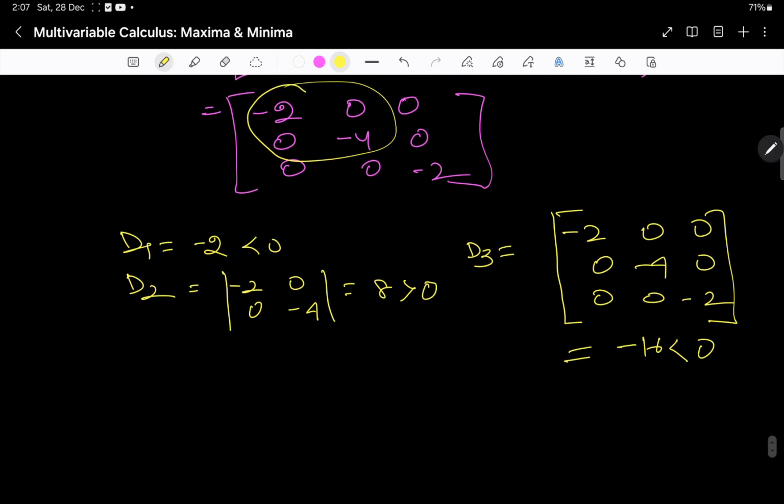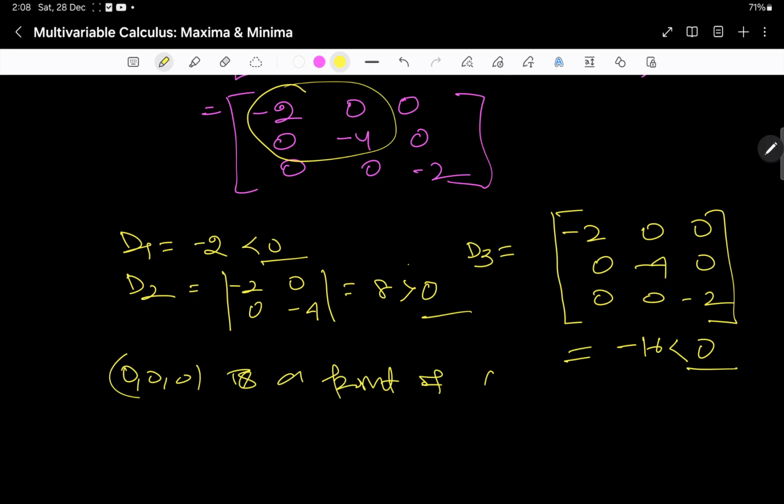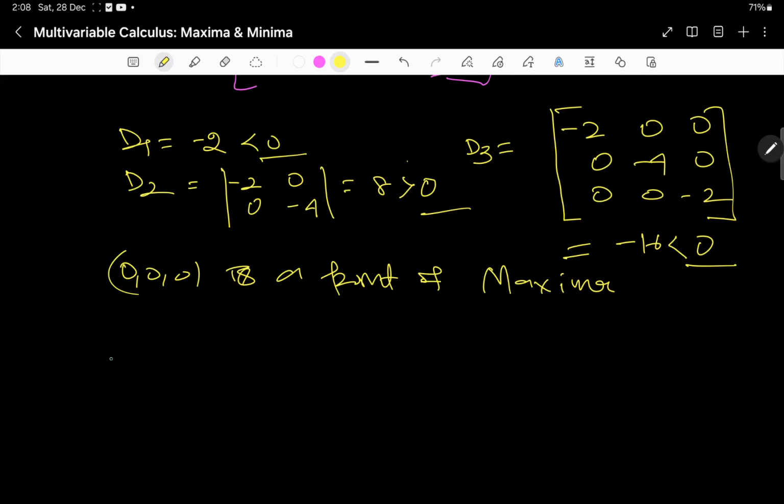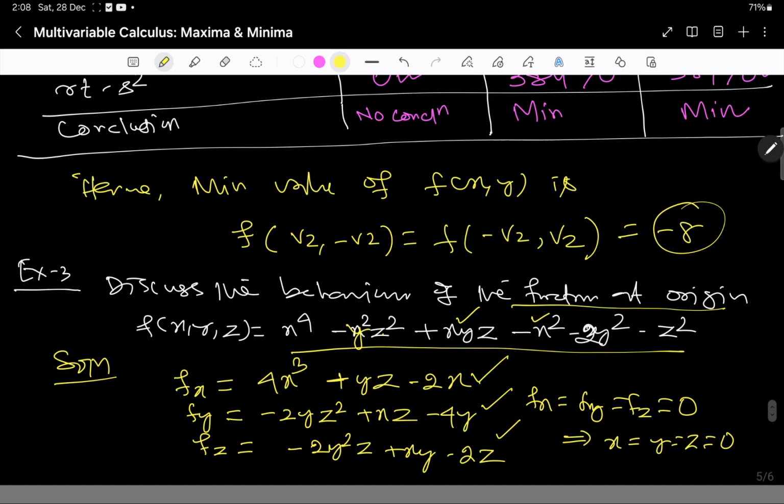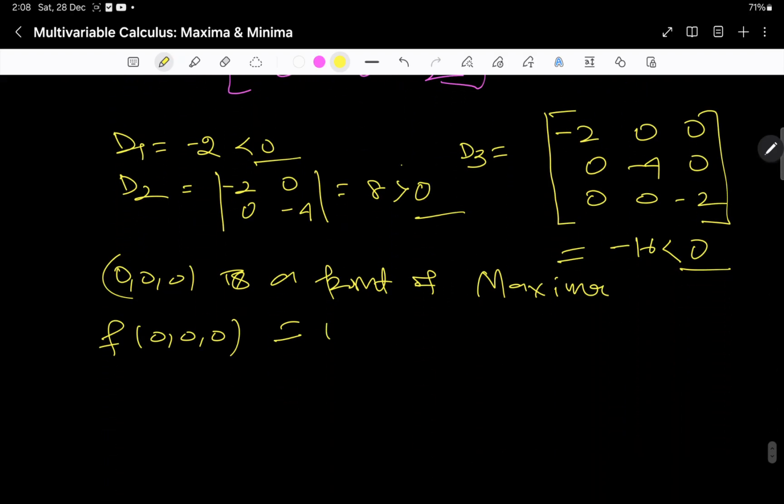Okay. So alternately negative, then positive, then negative. So that means 0, 0, 0 is a point of maxima, right? It is negative definite. So 0, 0, 0 is a point of maxima. And what is the maximum value? If you substitute x0, y0 and z0 in this equation, f of 0, 0, 0 is 0. So this is the 0 here, right? This is the extreme value, right?